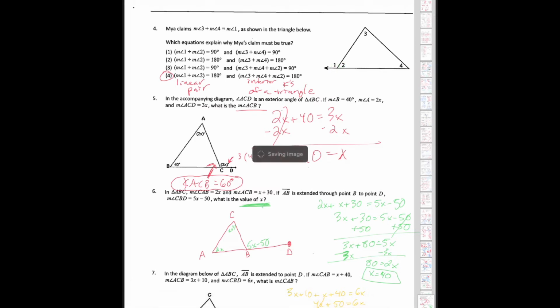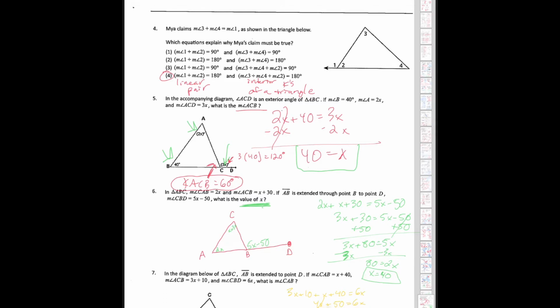For number 5, we have another diagram here with an extended exterior angle. So triangle ABC extended through point C to point D. We're given labels for angle B, angle A, and angle C. All we're doing here is setting up our equation. So 40 plus 2x is equal to 3x. I do that here and I solve and I get 40 equals x.